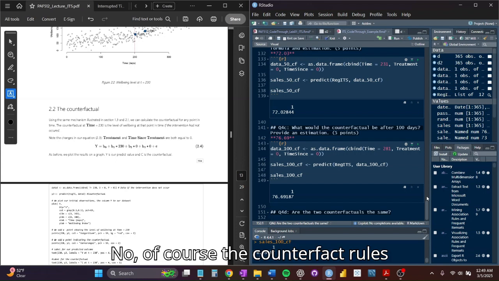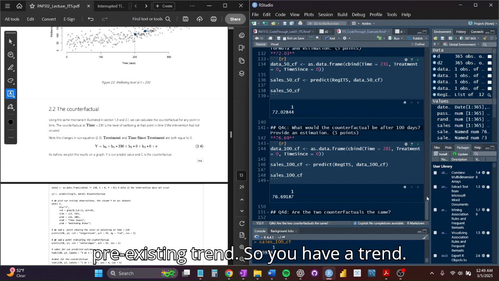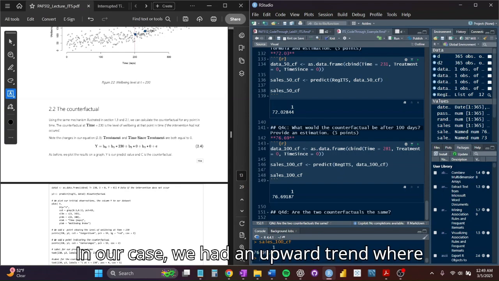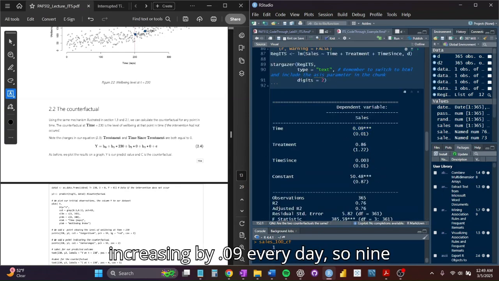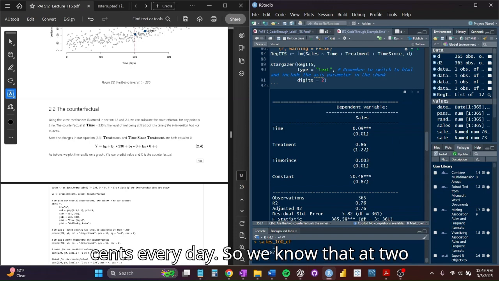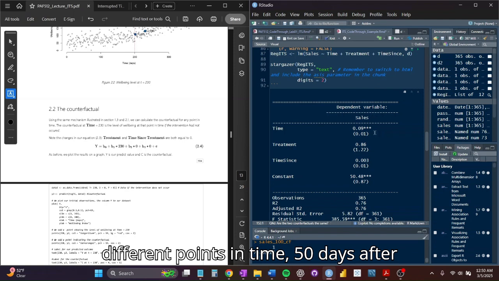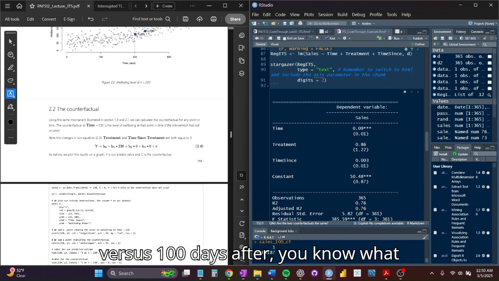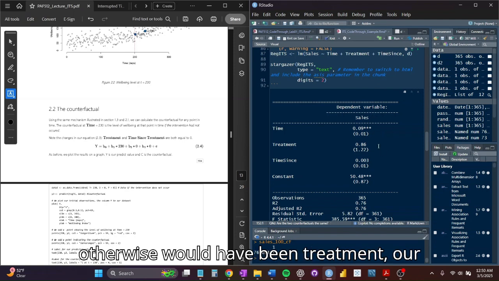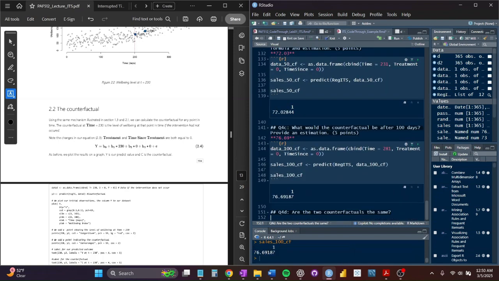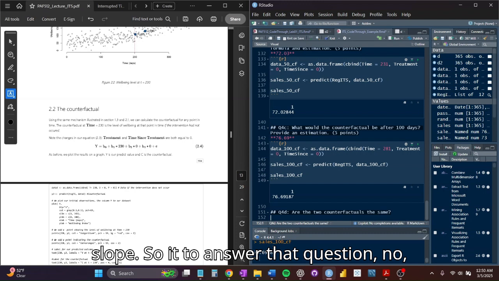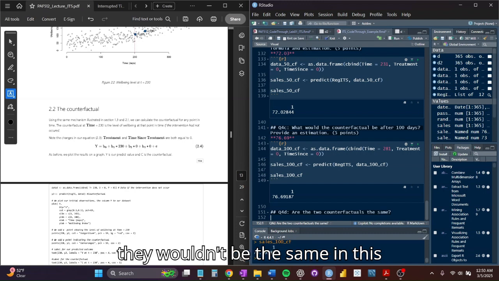No, of course the counterfactuals aren't the same. You have two different points in time and you have a pre-existing trend. In our case, we had an upward trend where, as the days went on, sales were increasing by 0.09 every day, so 9 cents every day. So we know that at two different points in time, 50 days after versus 100 days after what otherwise would have been treatment, our sales would not be the same. They're two different points in time on a slope. So to answer that question, no, they wouldn't be the same in this situation.